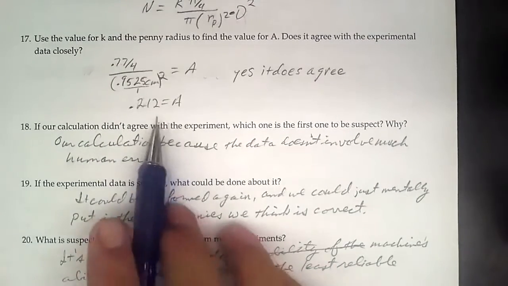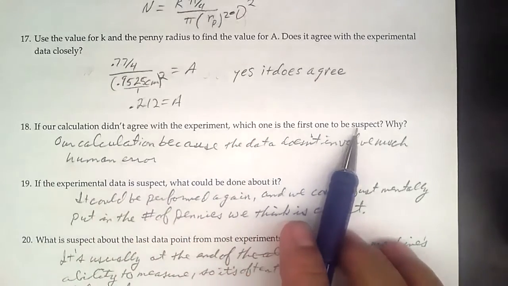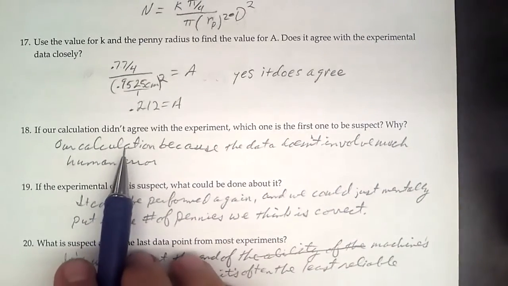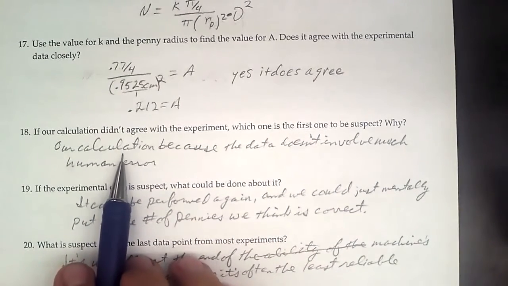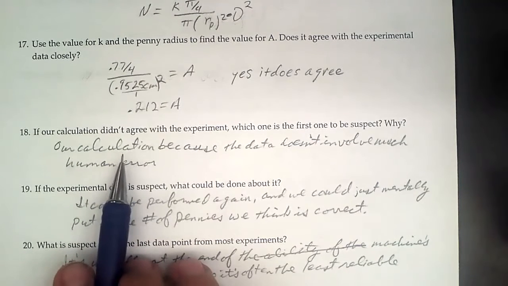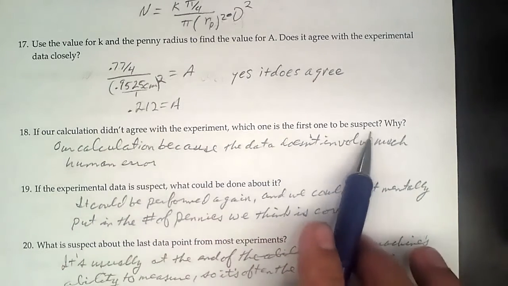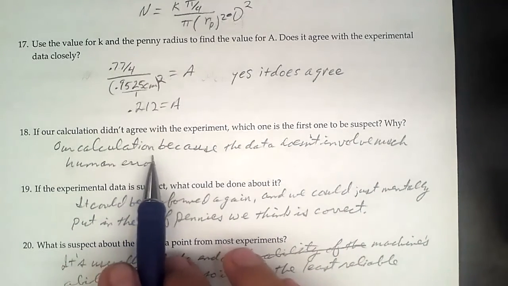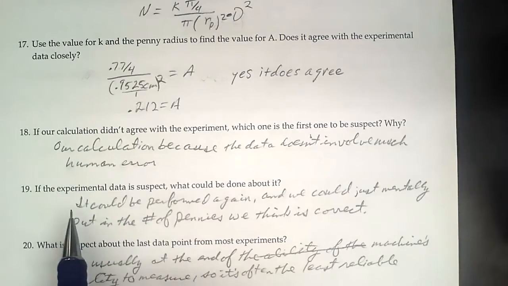If our calculation didn't agree with the experiment, which one is the first one to be suspect? Why? Now, this is what I actually worked out. When I got help and we got confused, we immediately suspected our calculation, because with that computerized experiment, we were very confident of the data. You know, it was counting the pennies for us, and our human error was extremely low. So instead of saying, oh, we must have messed up the experiment, we said, oh, we must have messed up the calculation. So which is the first to be suspect and why? Our calculation is the first one, because the data doesn't involve much human error.